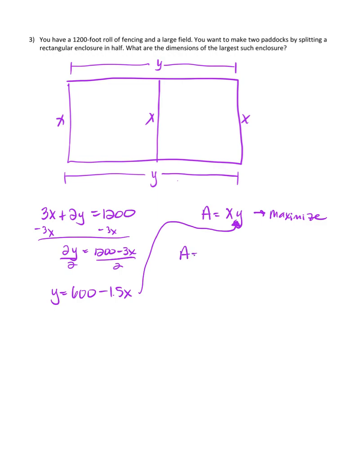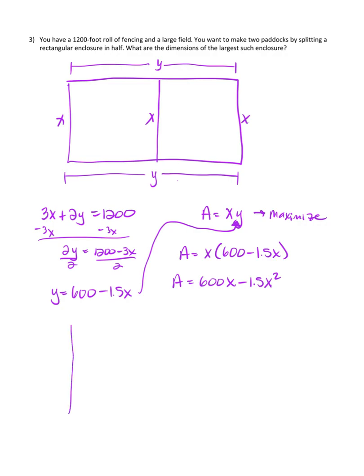So I have area equals X times 600 minus 1.5X. Distribute, and I get 600X minus 1.5X squared. And this is a quadratic that opens down. It's quadratic because of the squared. It opens down because of the negative 1.5. That's a negative. And let's draw a sketch.